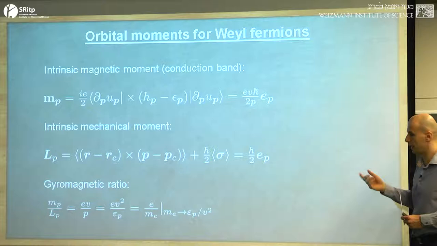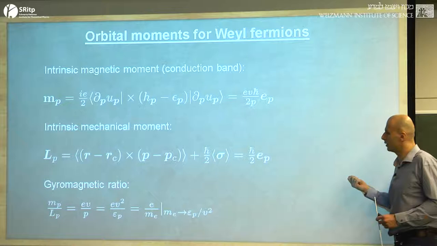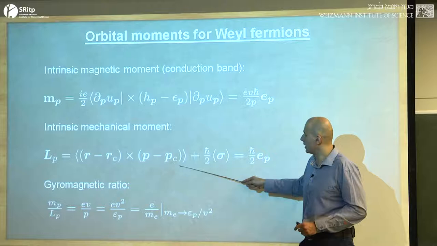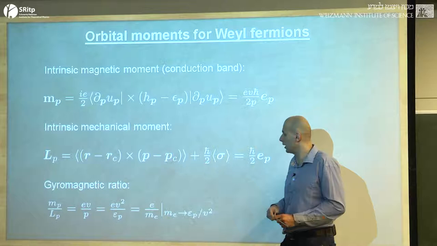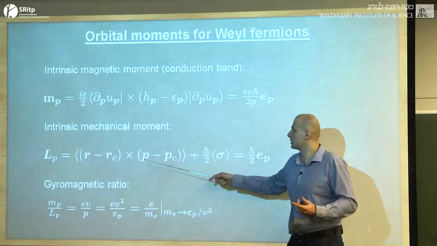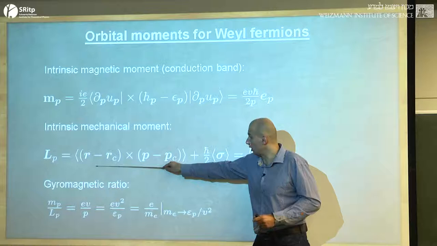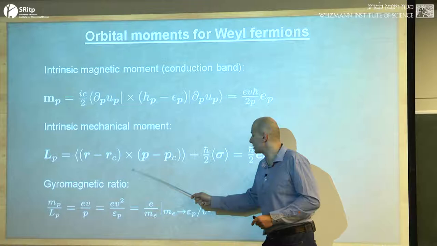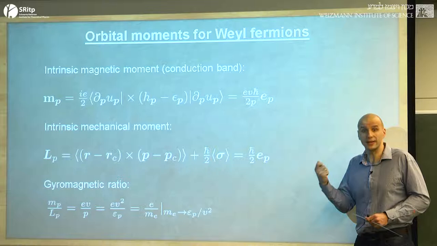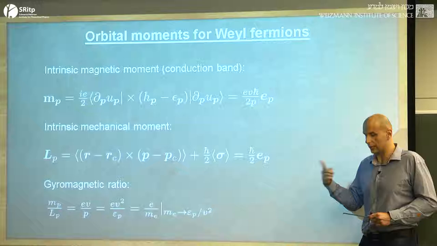So you can also calculate the mechanical moment. I put here this rather esoteric expression. What I mean to say here is that if you have a wave packet centered at R_c and at P_c in momentum space, you can calculate this kind of object. It's called the canonical orbital mechanical moment. It will be 0 for this Weyl fermion. So just forget about this, and the only piece that you get is the spin-related mechanical moment, okay? Which is, of course, also directed along p, because the electrons have definite helicity in the system, and the scale, of course, is ħ over 2.